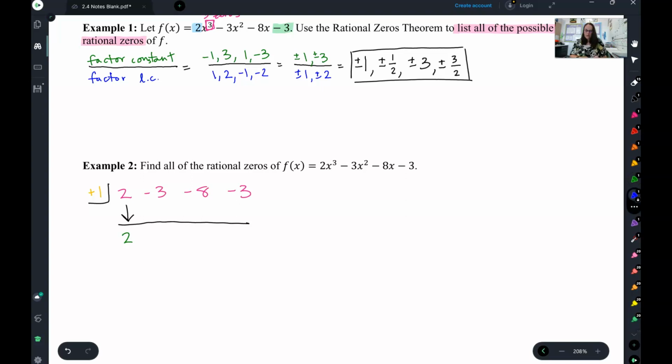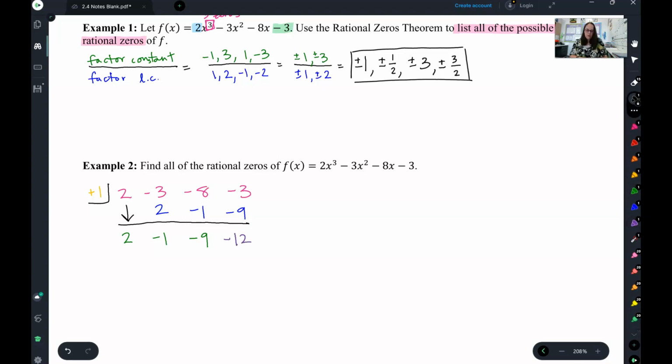So, synthetic division. Bring my 2 down. 2 times 1 is 2. Add negative 3 plus 2 is negative 1. Negative 1 times positive 1 is negative 1. Negative 8 minus 1 is negative 9. Negative 9 times 1 is negative 9. And negative 3 minus 9 is negative 12.